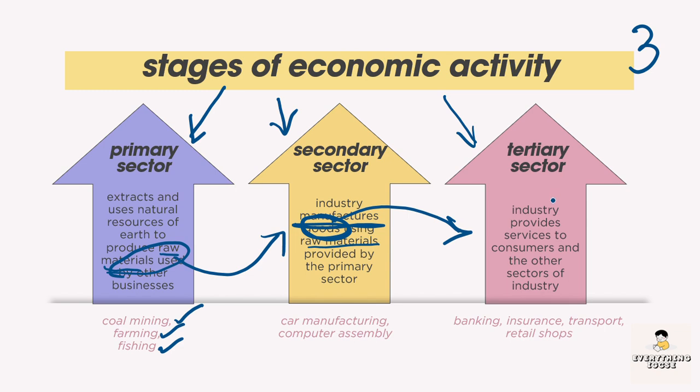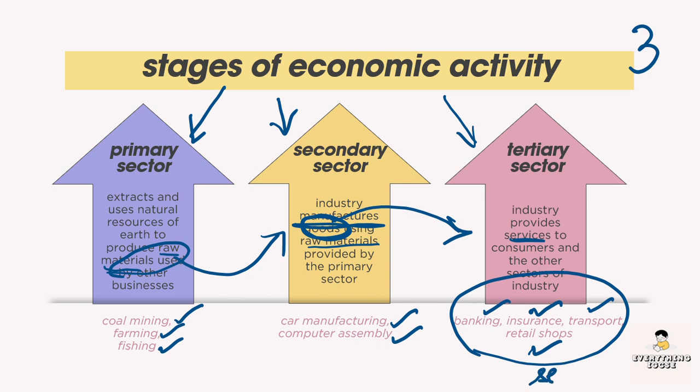So in the tertiary sector, the industry provides services to consumers and the other sectors of industry. Okay, before we go into the examples of this, the examples of secondary sector are car manufacturing and computer assembly, and tertiary sector is banking, insurance, transport, and retail shops. So you'll notice that all of these are services and all of these are just manufacturing businesses.